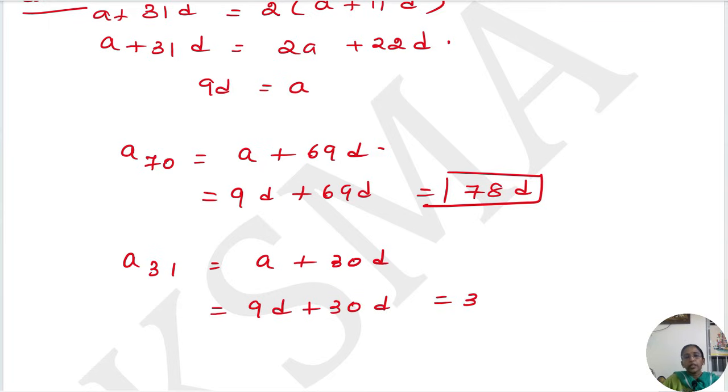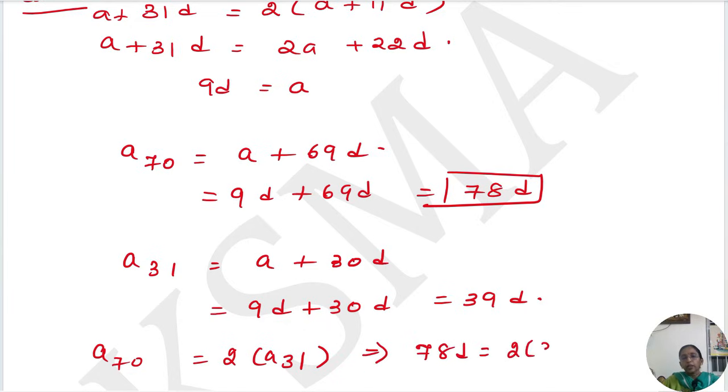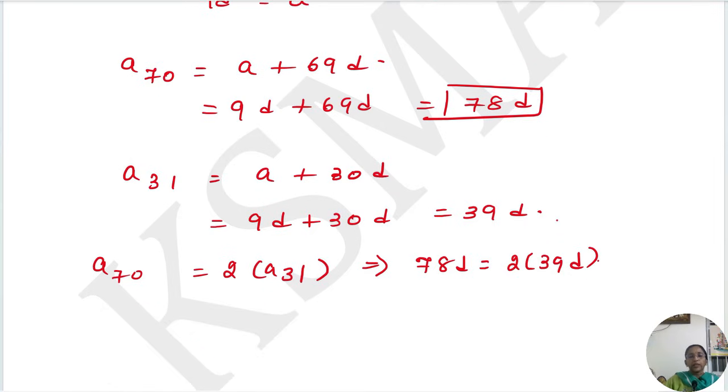So this is 39d. So A70 is equal to 2 times A31. That is what we want to prove. So A70 is 78d and this is 2 times 39d. So 39 times 2 is equal to 78. So 78d is equal to 78d, hence proved.